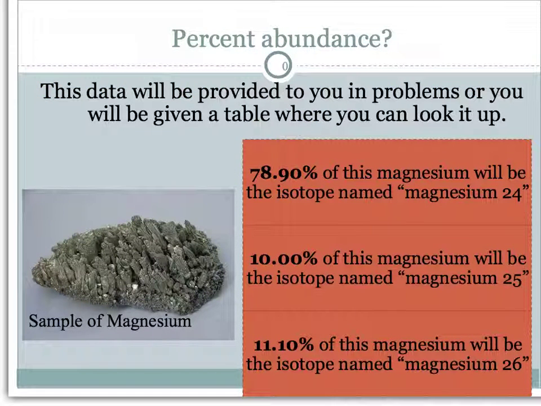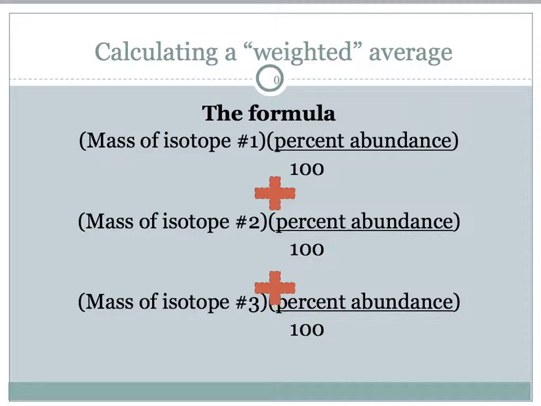When we're dealing with this information, this data is either going to be provided to you in problems, and most of the time the problems will come to us in this form right here, or given to us in a table where we can look it up. I don't expect you to memorize those numbers, and I don't even have them memorized. So they're out there, but we'll be giving them to you. We have to convert them to be able to use them, though.